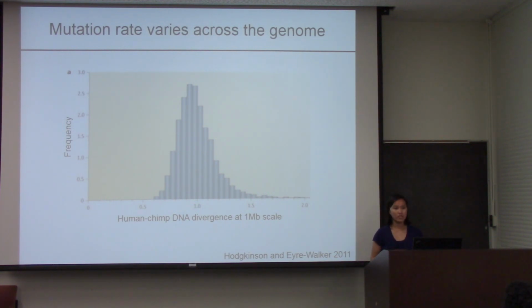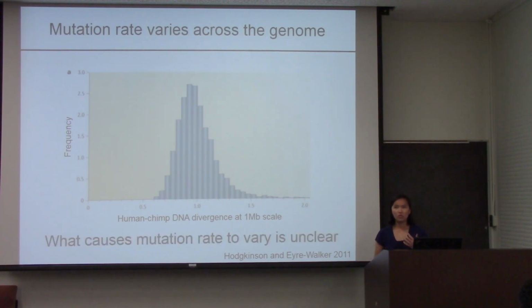So in population genetics, we use DNA differences between human and chimpanzee, for example, and that is called divergence, as a proxy for mutation rate. This figure is from a review paper in 2011, and what they did was scan along the genome looking at 1 megabase region at a time, compute the number of DNA differences between human and chimpanzee, and then plot the histogram of it. So what this histogram shows is that mutation rate is not constant and that it varies across the genome.